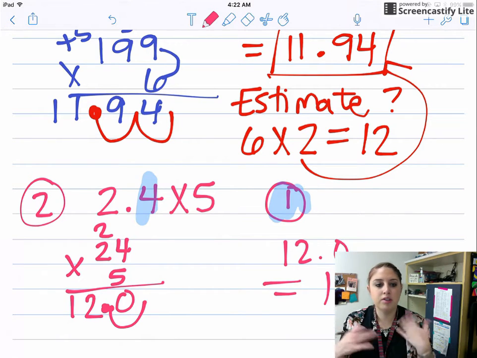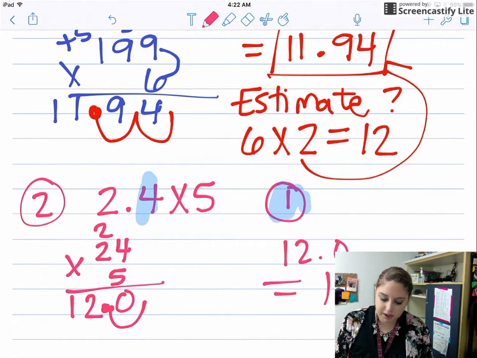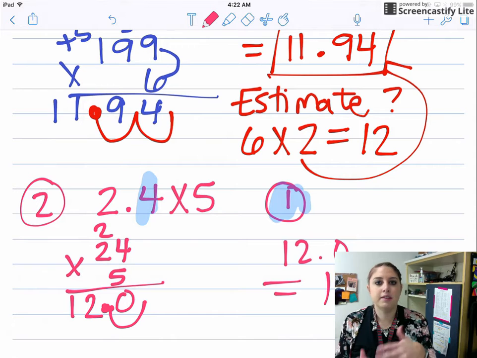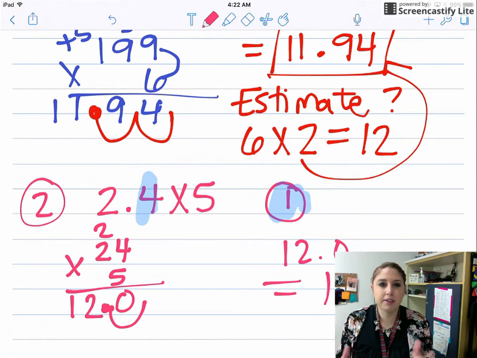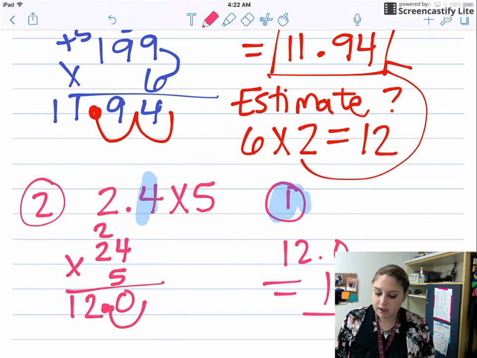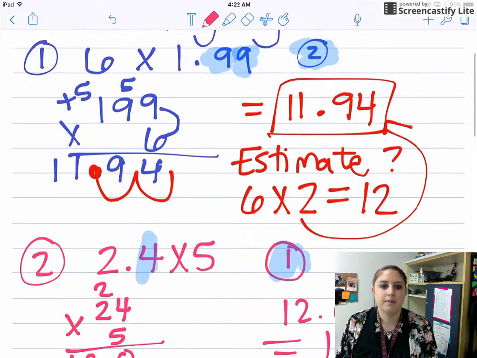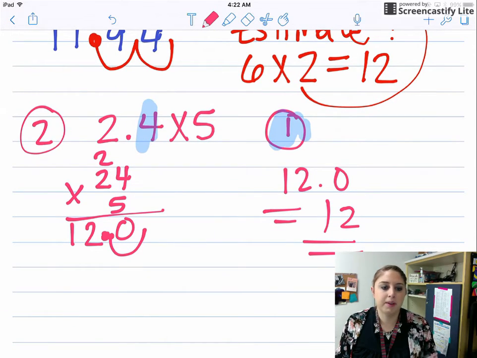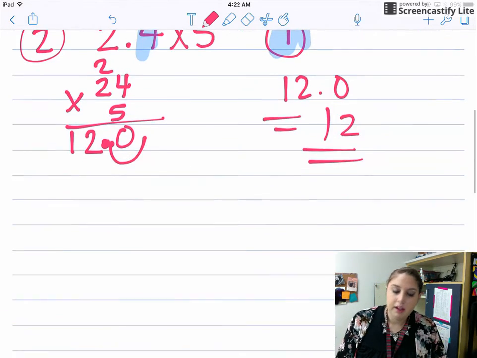And so make sure, going back, thinking about an estimate, 2.4 was close to 2-ish. 2 times 5 is 10, and 12 and 10, yeah, they're pretty close. That 0.4 gave us some extra, and so that's why it's more than 10 and it's 12. Okay, hopefully this is all coming back for you. We're going to make it a little more complicated. So example 3.